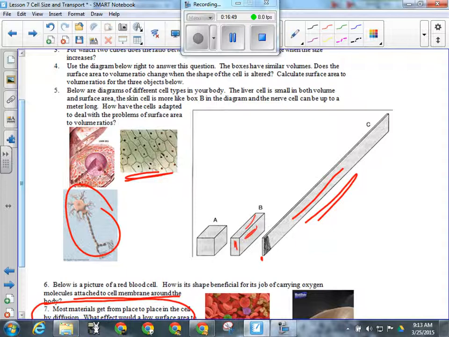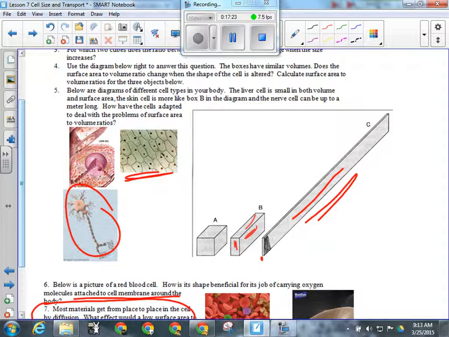For number 5, it's asking about these 3 example cells. So a liver cell, which is kind of like cube A, a skin cell, which is kind of like shape B here, and a nerve cell, which is kind of like C. And it's asking you how have those cells adapted to deal with the problems of surface area to volume ratio. So your liver cells obviously are in your liver. They're well supplied with blood. Your liver actually has probably more blood in it than any other organ in your body, so there's lots of nutrients going in there all the time.